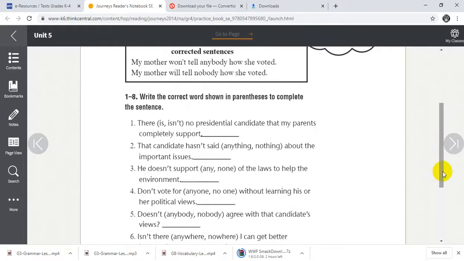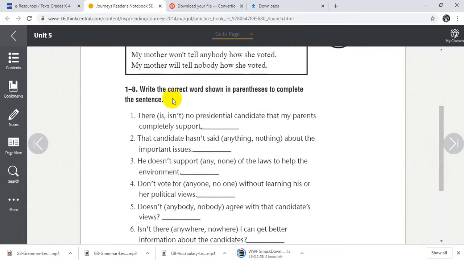Okay, numbers 1 to 8. It says here, write the correct word shown in parentheses to complete the sentence. Okay, so there is or isn't no presidential candidate that my parents completely support. Okay, there is no presidential candidate. Why? Because here we have no, which is a negative, so we cannot put isn't, right? So we're going to put is. Okay? There is no presidential candidate.